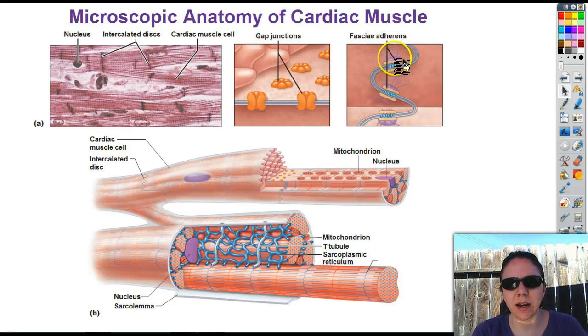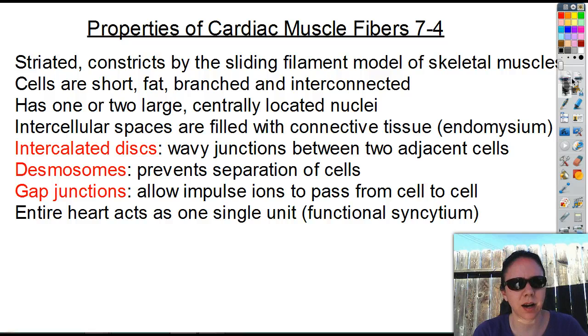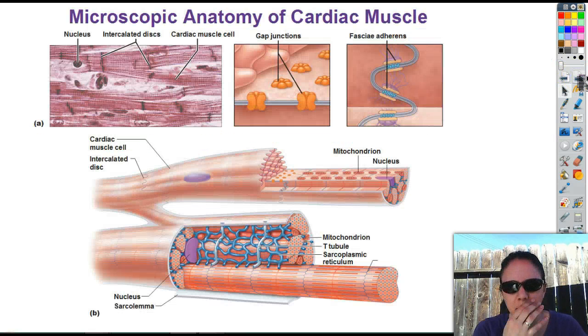We have the... I forgot the word. Oh my god. Desmosomes. Oh my god, I could not remember the word. Sorry. Or fasciae adherens. That's a fancy word. We'll just go with desmosomes. And so that's the super glue right there. Looks like hot dogs.